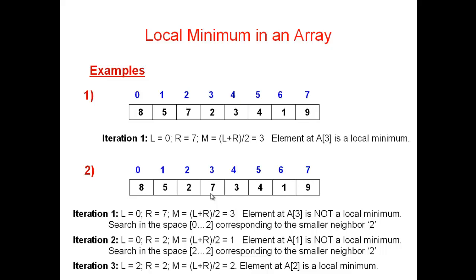So which one do we have to go about? Now to decide that, our middle index is 3. So we'll compare the value at middle index minus 1 to the value at middle index plus 1, and the values are 2 and 3. So 2 is less than 3. So that means the local minimum.